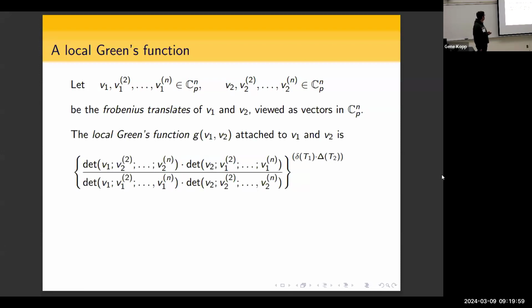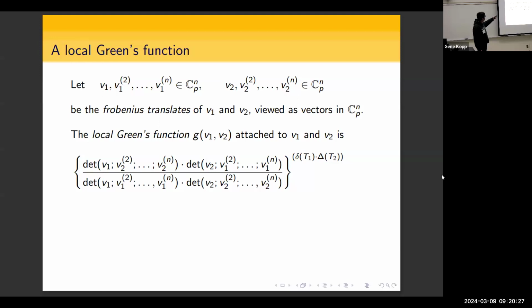And now, to define the local Green's function, I take some determinants. I take the determinant of V1, V22, ..., V2n. So in the first column of my matrix, I put the vector V1. And in the remaining n-1 columns, I put the Frobenius translates of V2. Okay, so there's V1 and V2 entering. And here I do the opposite. I put in my first column V2, and in the remaining columns, the Frobenius translates of V1. That's what happens in the numerator.